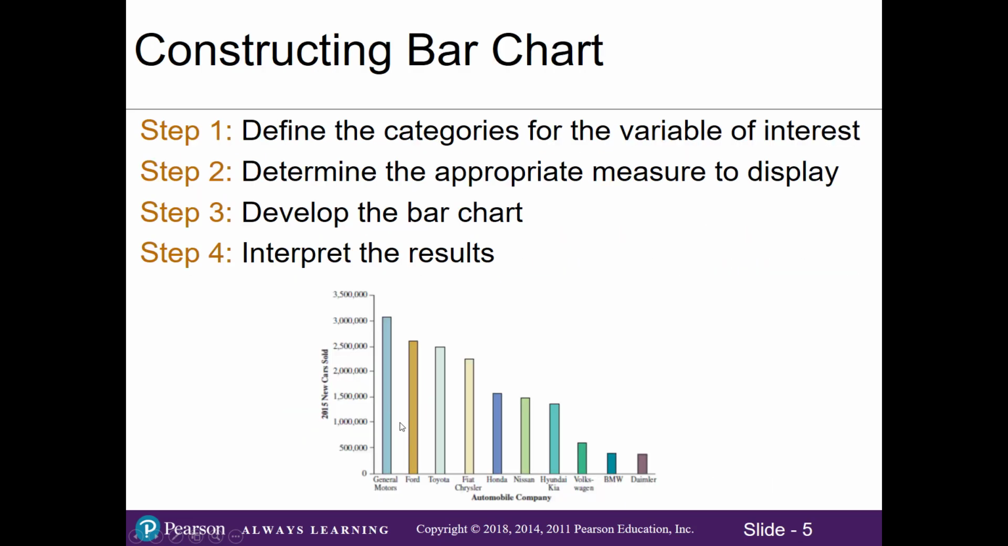To construct our bar chart, and here you can see a vertical one, as opposed to the last screen that was horizontal, you'll want to figure out what the categories are for our variable of interest, and here our variable of interest is car companies. We'll want to identify the appropriate measure to display. In this case, we're doing the number of cars sold. We'll create the bar chart using Excel, and then we'll interpret the results. So we can see General Motors had the most cars sold compared to BMW and Daimler. So that's how you'll construct a bar chart.